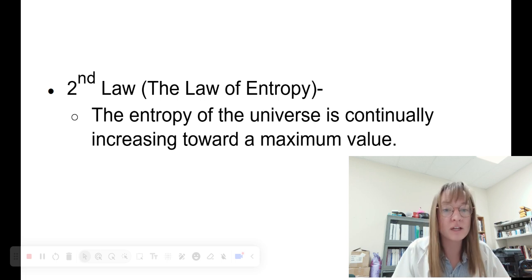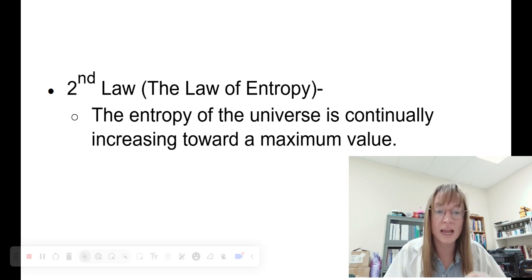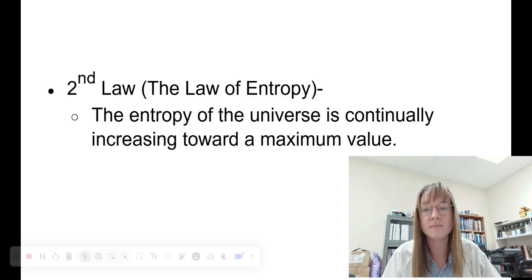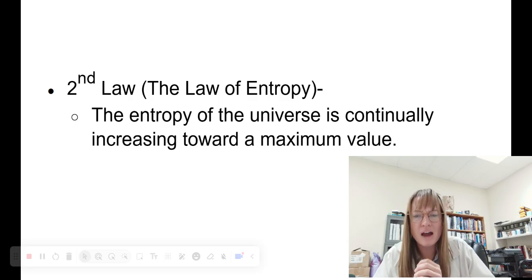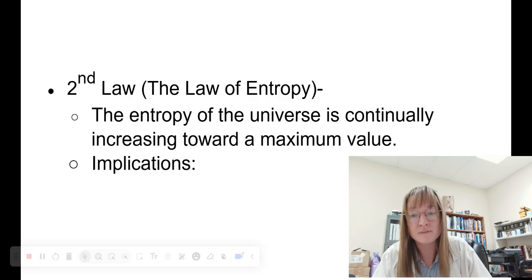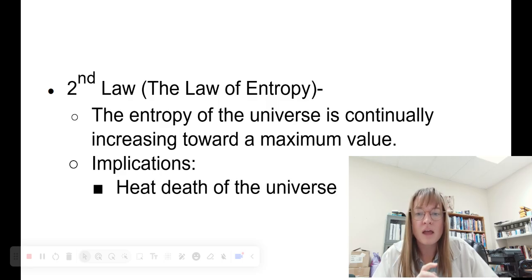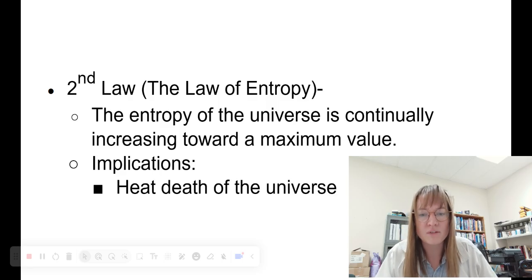This means the entropy of the universe is continually increasing toward a maximum value. This is the second law of thermodynamics, which we saw in 4 statements. And now we are going to see some implications. There are 2 implications that we're going to look at today for the second law of thermodynamics, or the law of entropy. The first is the heat death of the universe.